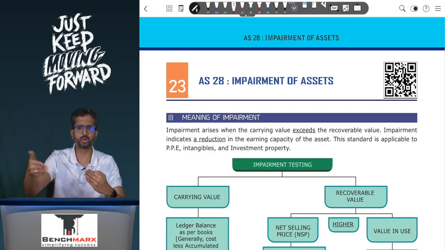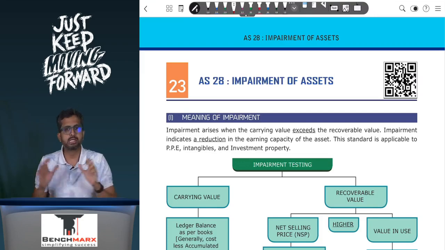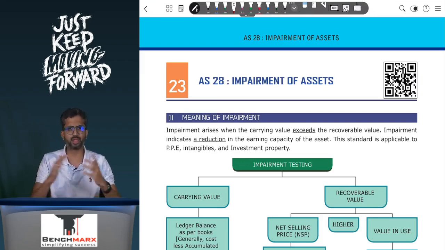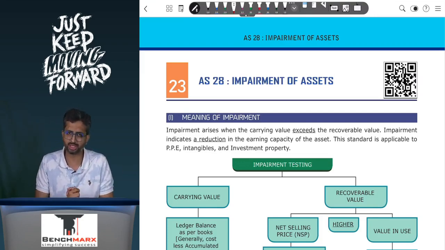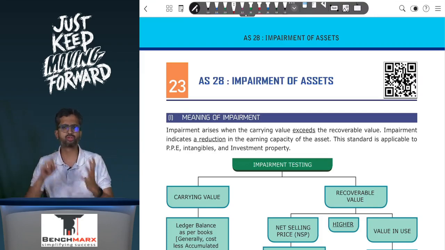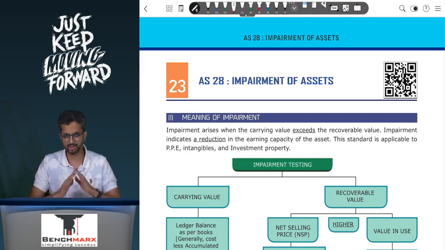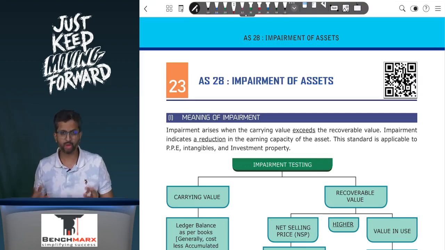Nevertheless, we will do a few extra questions from, let us say, a few sources from CA final as well. Apart from that, we will discuss every question which is there in the study material as well, including illustrations, practice questions as well as examples, so that you have a complete coverage. So you have AS28, which is on impairment of assets.